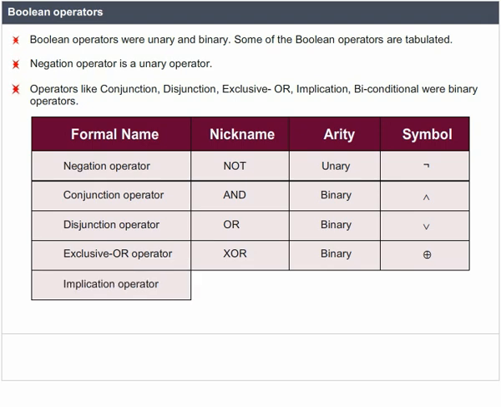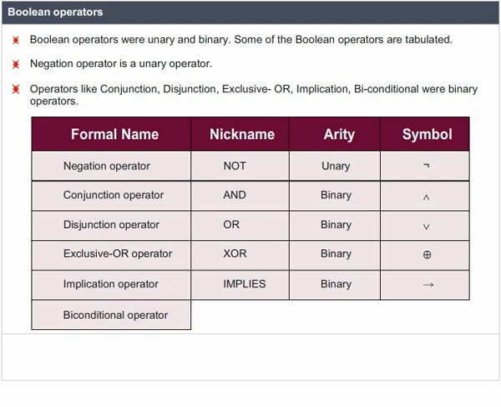Implication operator, implies, binary. The symbol represents the implication operator. We used to call the symbol implies. Biconditional operator, IFF, binary. The symbol represents if and only if. We used to call IFF as if and only if.